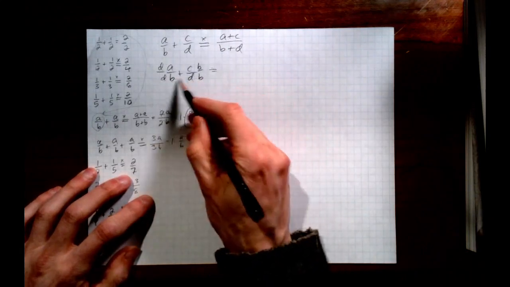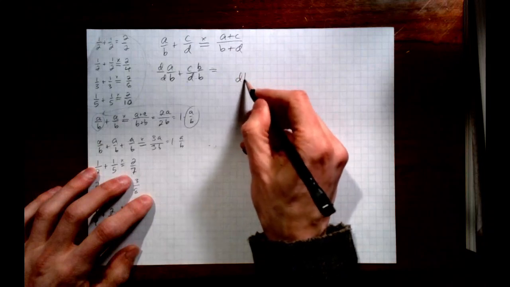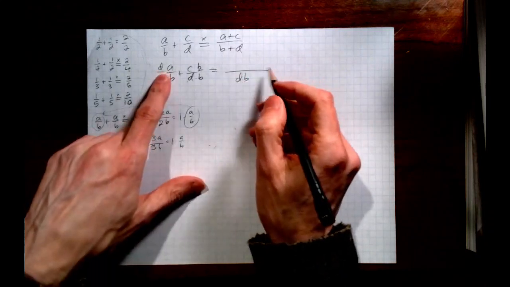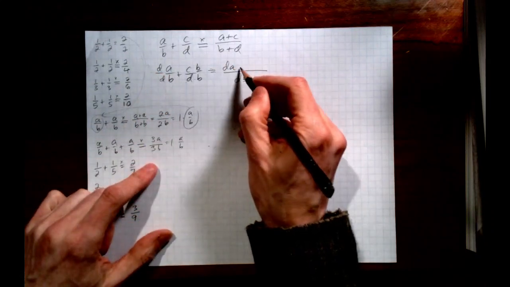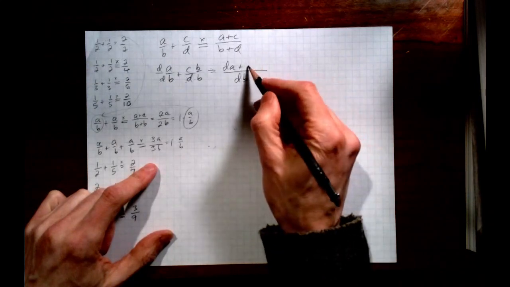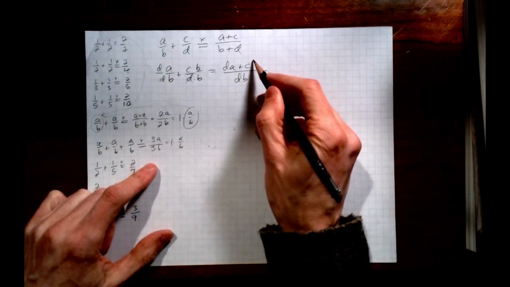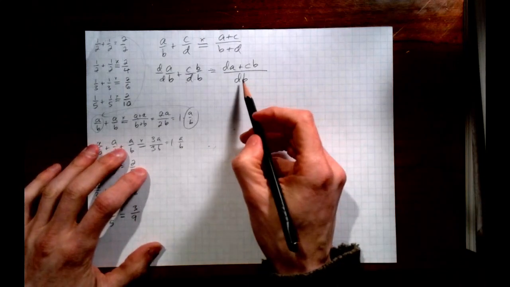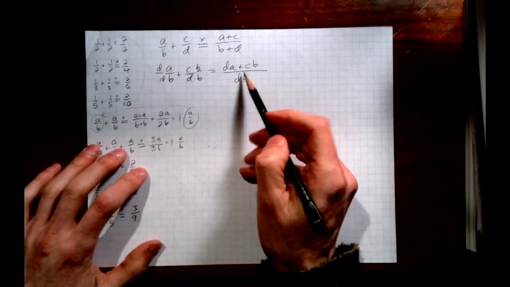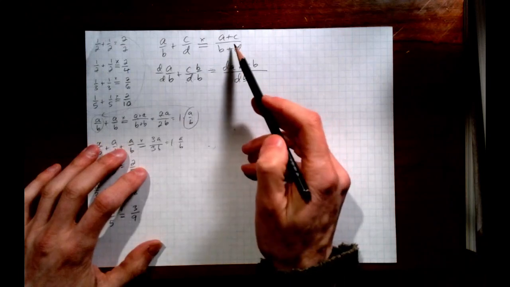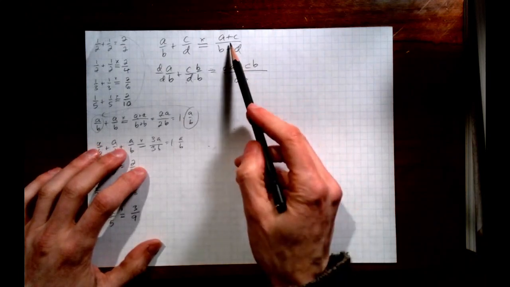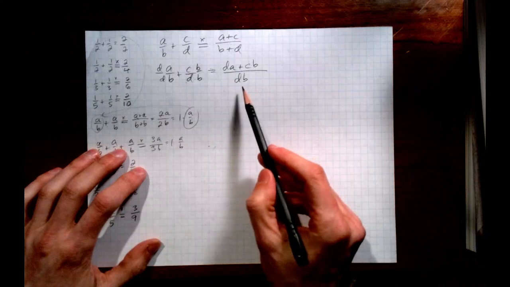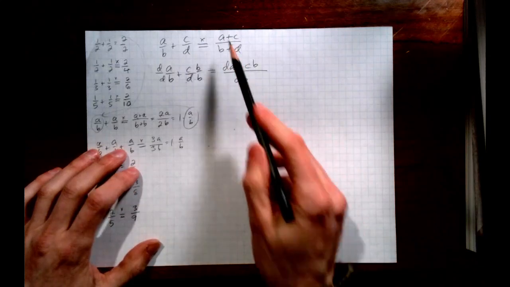So now we have like denominators. I can add. So I've got db, and then I have da plus cb. Now I can look at these two and I can sort of think, so this is the real answer, this is the fake answer. What's the relationship between these two things?